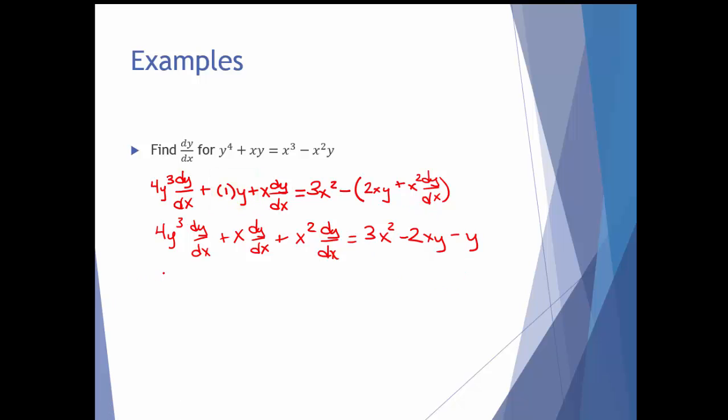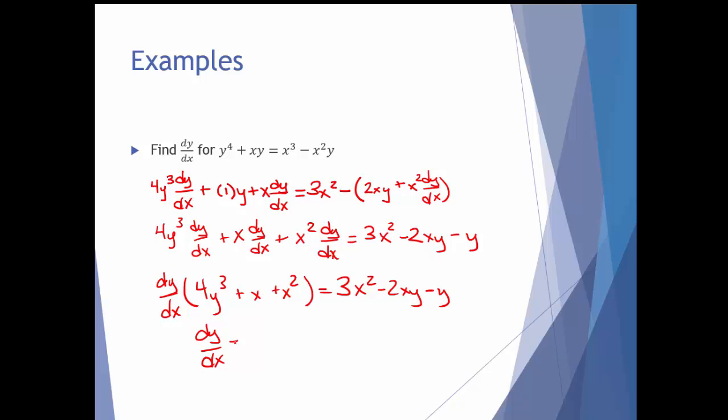Okay, factor out the dy dx. We are left with 4y cubed plus x squared equals 3x squared minus 2xy minus y. And then since we're down to 1 dy dx, we can just solve for that by dividing this over to the other side. So dy dx is 3x squared minus 2xy minus y over 4y cubed plus x squared. And that's the derivative for this one.